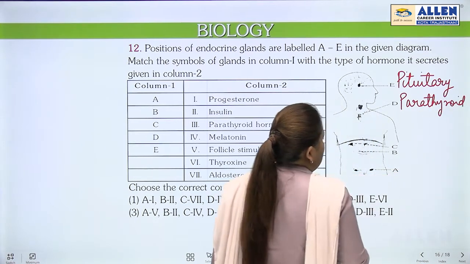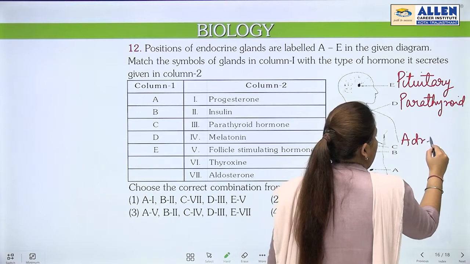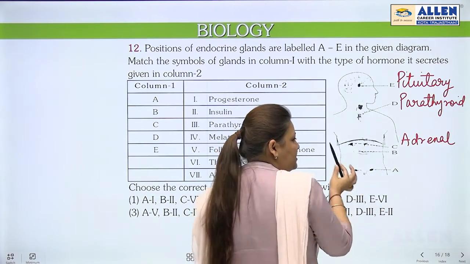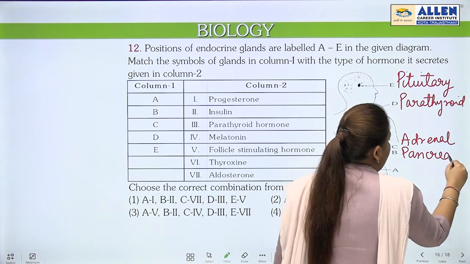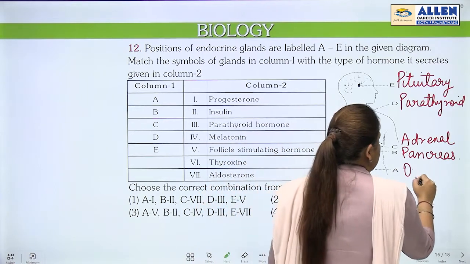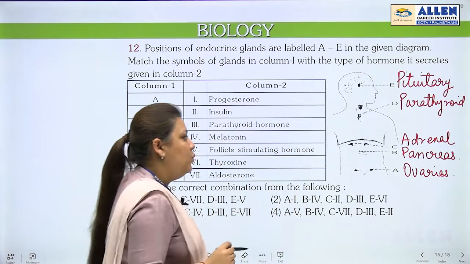Clear? Then C is, here C is denoting what? That is adrenal gland. B is what? It is located behind the stomach, that is pancreas. And A is what? That is ovaries. Is it clear? So now we need to find out which is what.